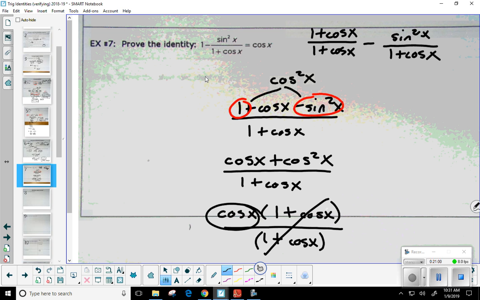In fact, someone in first period did something very similar. Instead of using this 1 here when they used the Pythagorean identity, they just replaced sine squared itself with 1 minus cosine squared. And see, distributing the negative is still going to have the same effect. The 1s are going to cancel, and you're left with cosine squared.